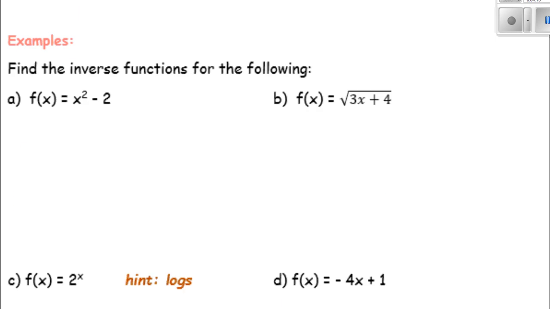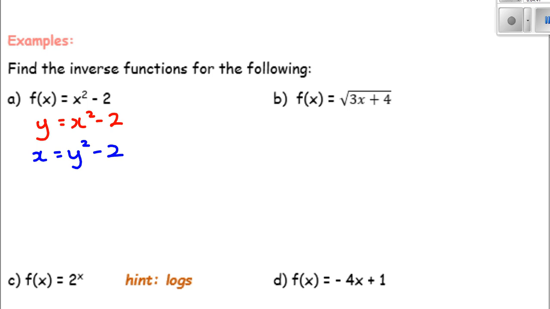And let's do some more. Find the inverse functions for the following. So same thing, just write it as y equals to start with. It helps you have a procedure, and then swap it over. So that's the original function. Rewrite it as x equals y squared minus 2. So x equals y squared minus 2, and now we rearrange to make y the subject.